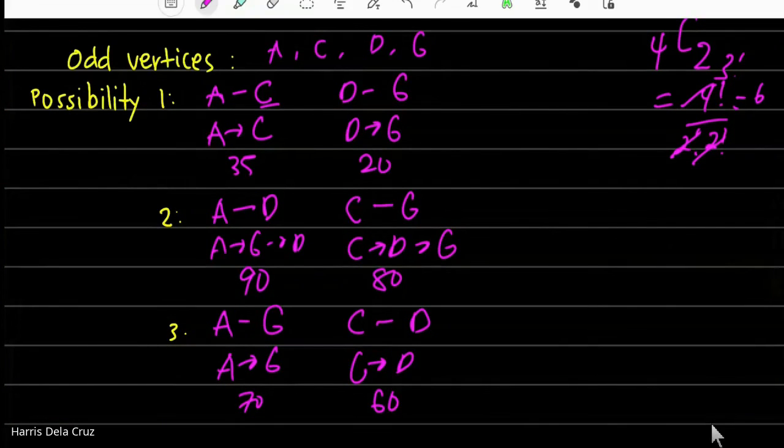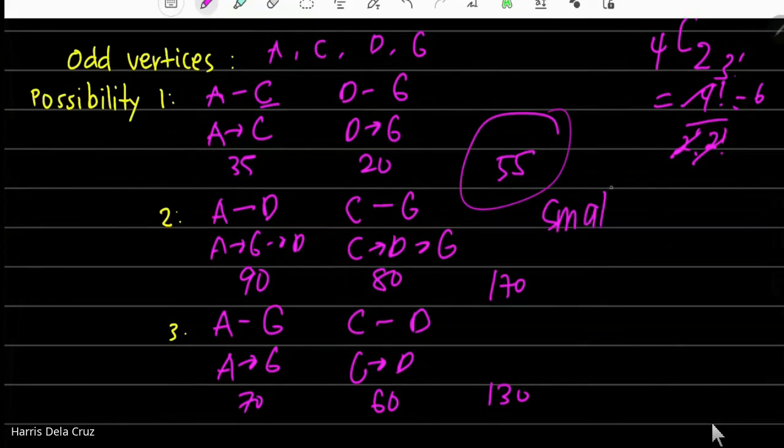Pag ang pinili mo possibility 1, you need to add 55 more. Pag pinili mo possibility 2, you need to add 170 more. Pag pinili mo possibility 3, you need to add 130 more. So the most logical choice is 55, since this is the smallest. So we always choose the smallest combination. So we get possibility 1.